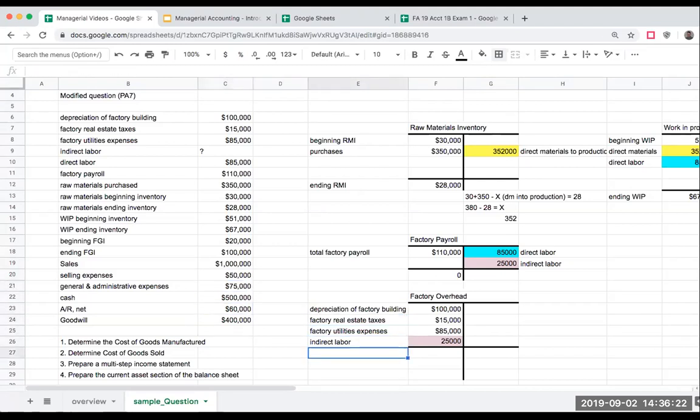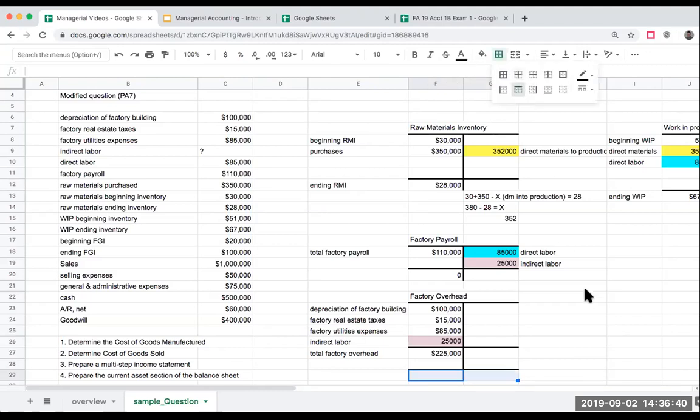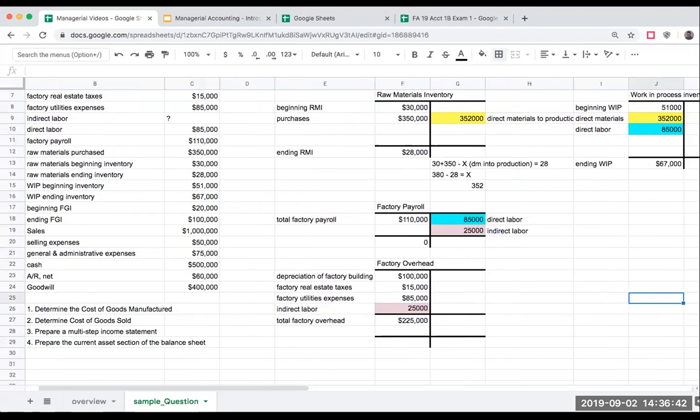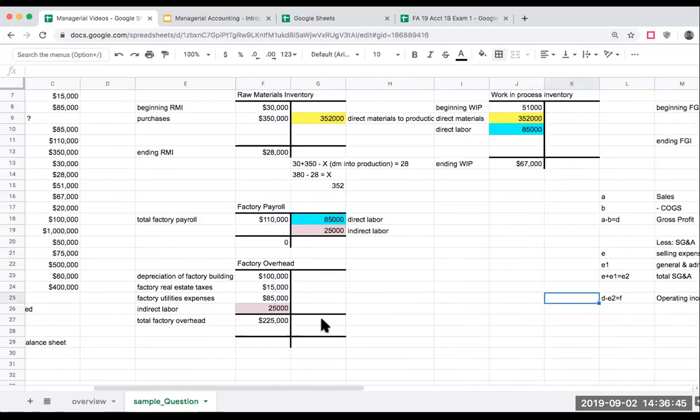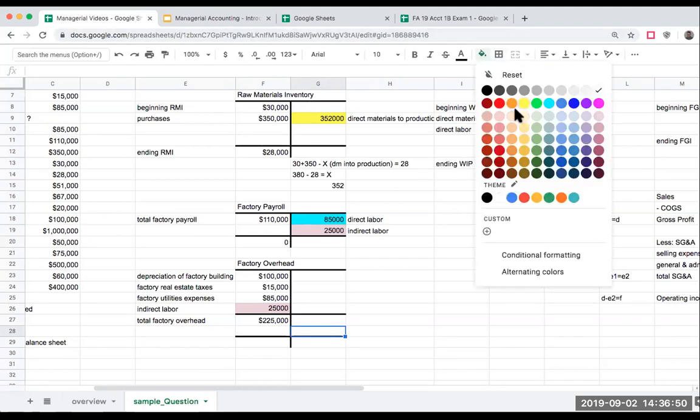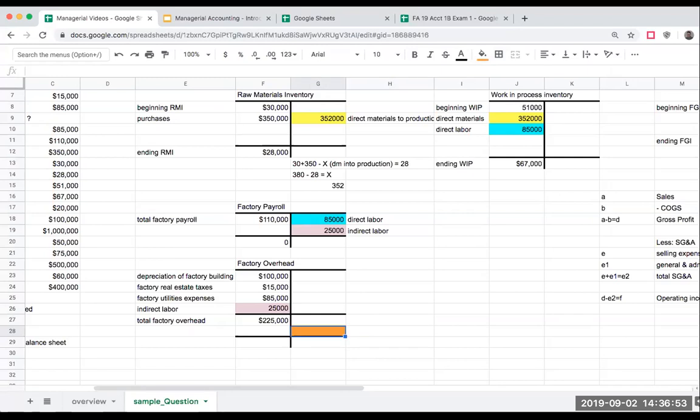Okay, so my total factory overhead is going to be the sum of these four values right here, or $225,000. Now, if you watch the other video, you saw that this factory overhead has to have a 0 balance. So I need to credit factory overhead right over here for $225,000 to get a 0 balance. But where does this go?